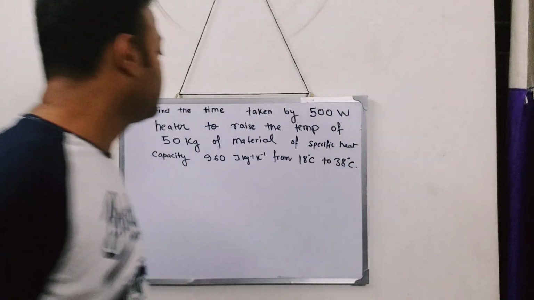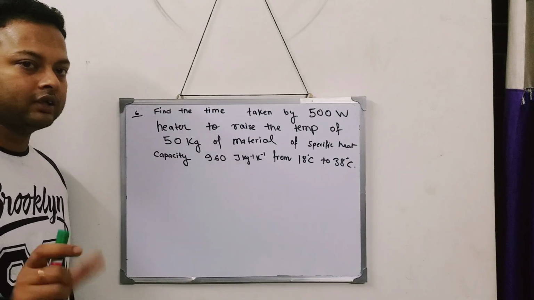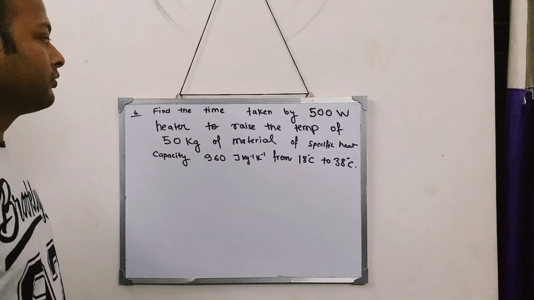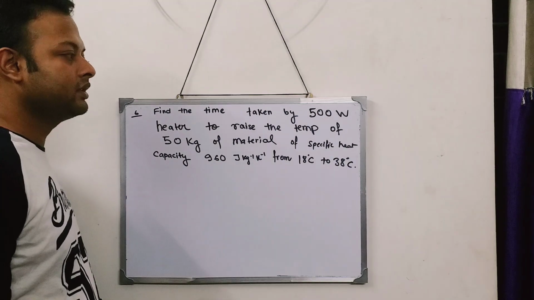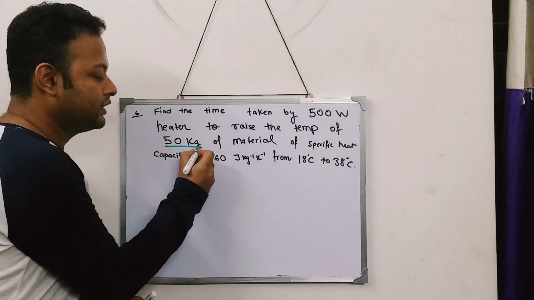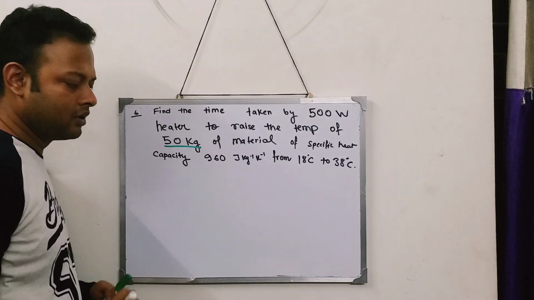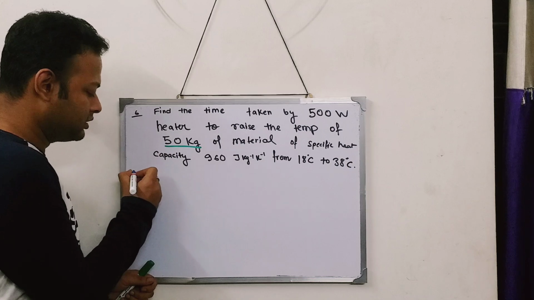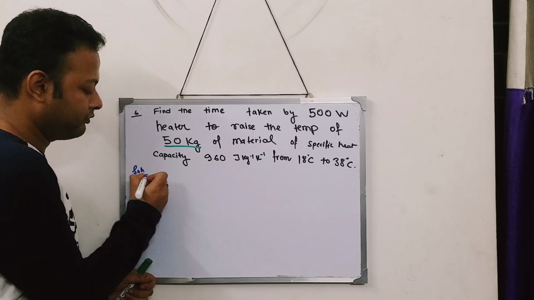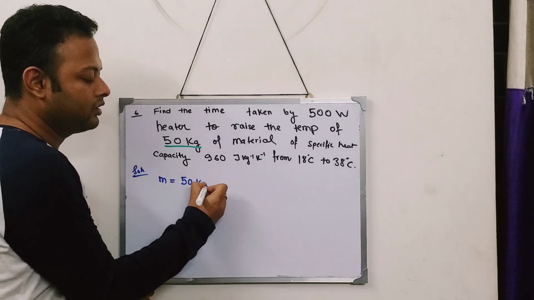Now we come to the sixth question of this sum. Now see, the sixth question is a little bit of a tricky question. Firstly, we just see the important things over here. Firstly, we see 50 kg. So what is 50 kg? 50 kg represents mass. So mass is equal to 50 kg.